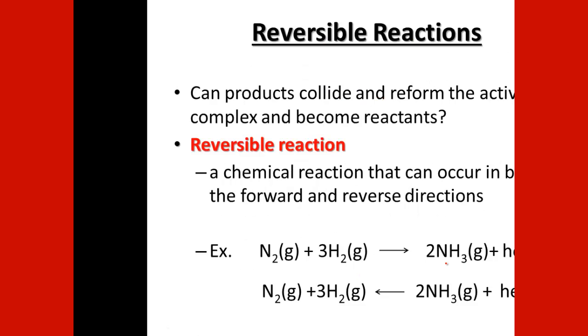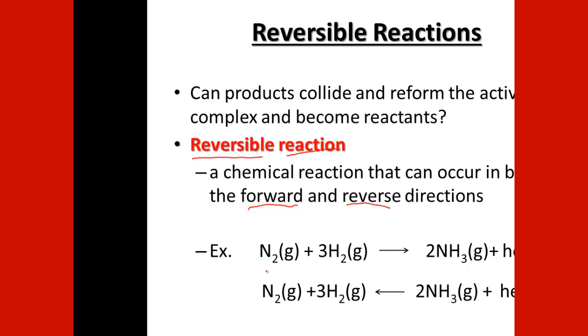So what we mean by that is, our products can collide to make our activated complex, or they can switch back from that activated complex to become reactants. So we can kind of move both ways in our chemical reaction. So a reversible reaction is a chemical reaction that occurs in both the forward and reverse directions.